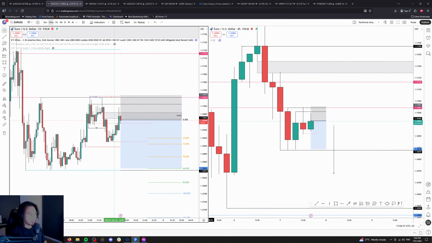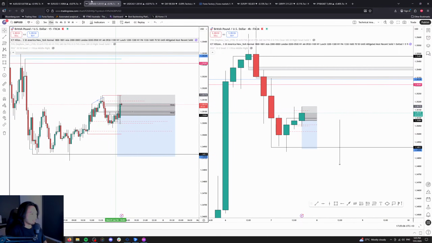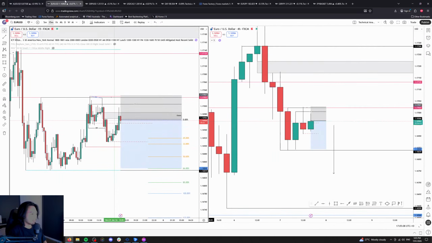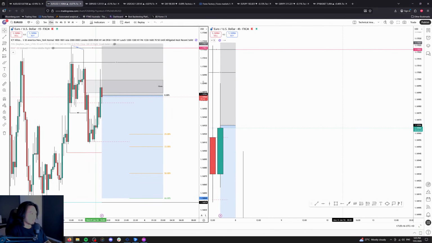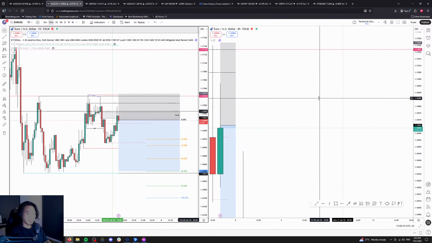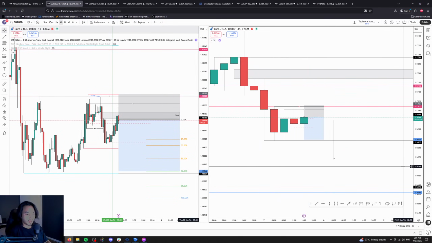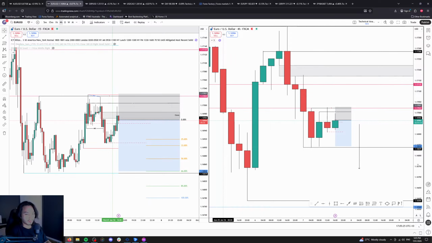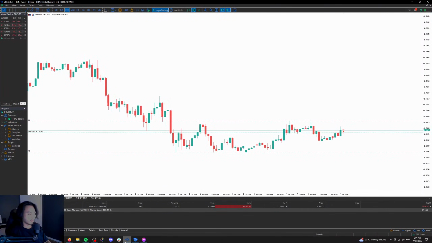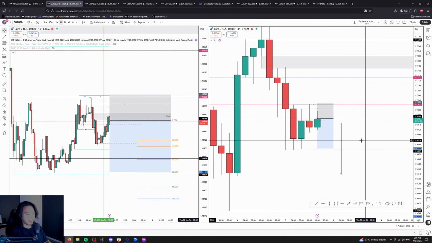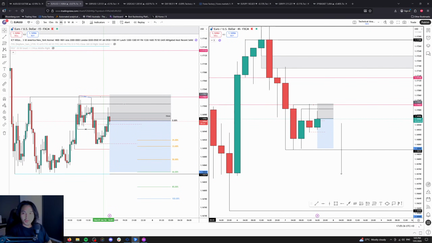I don't think price is moving on this broker. What's going on? My MT5's moving, but this isn't moving. Well, let's see what happens.